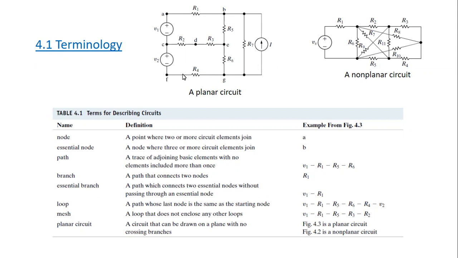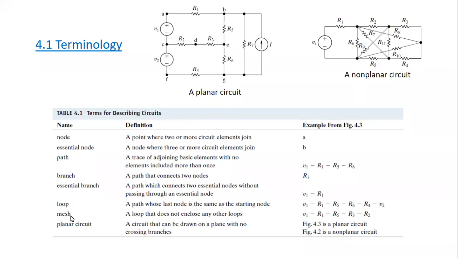So as you see, an essential branch can pass through a node, but we need to make sure that this node is not essential. So for example, for the voltage source V1 with this resistor R1, each of them is a branch, but both of them together are an essential branch from C to B. Is this term clear, please?